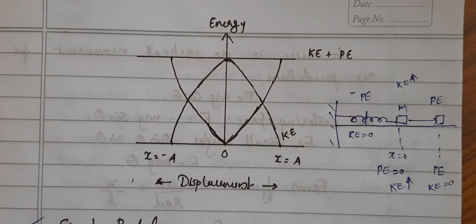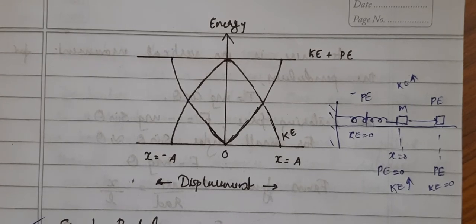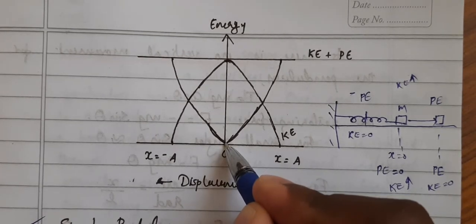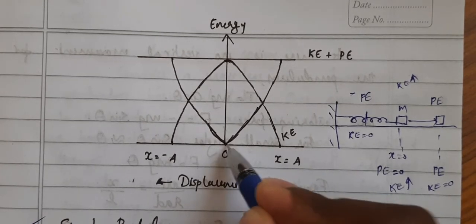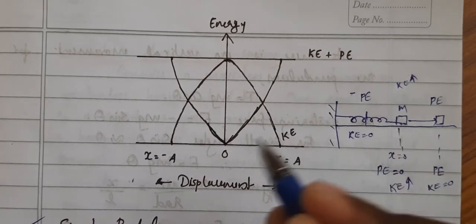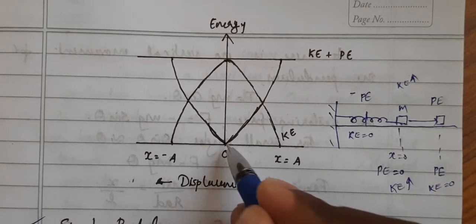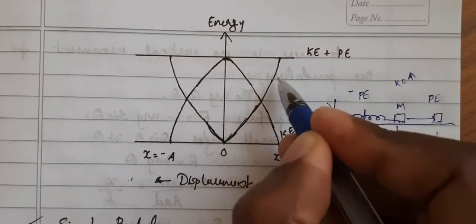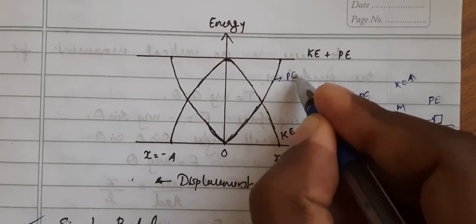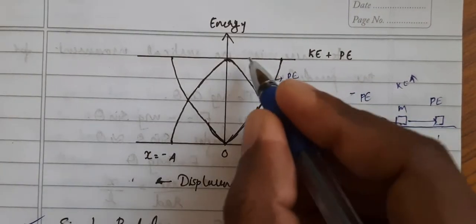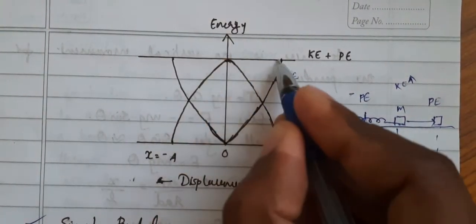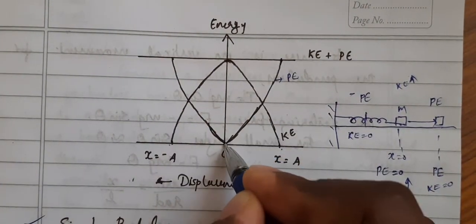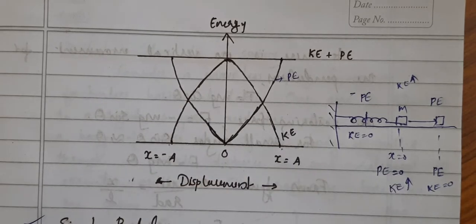So if I represent this in the form of a graph, it will look like this. At the mean position, its potential energy here is zero. So potential energy is zero, but potential energy is maximum at x equal to a. This graph shows potential energy on the y-axis, so energy becomes maximum at x equal to a and x equal to minus a, but potential energy is zero at the mean position.